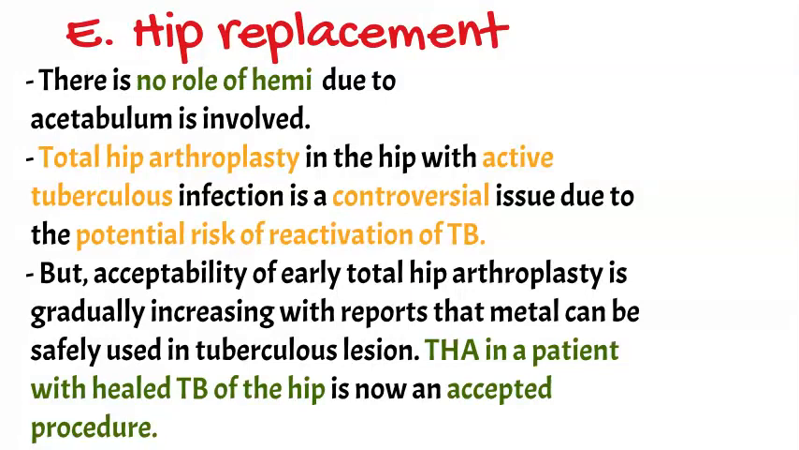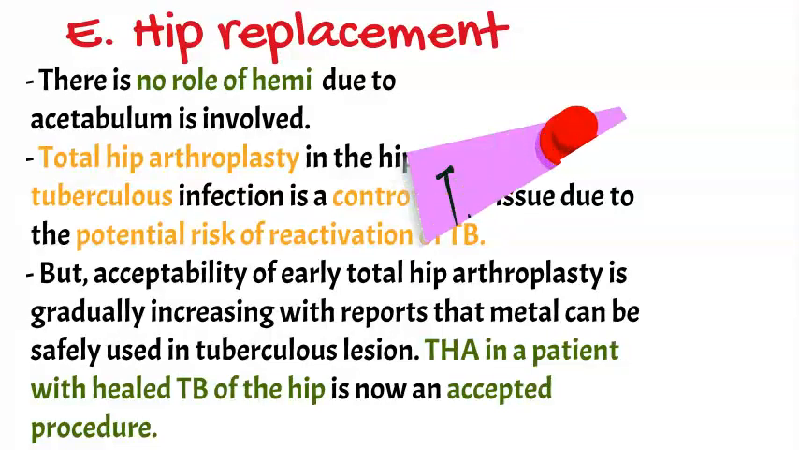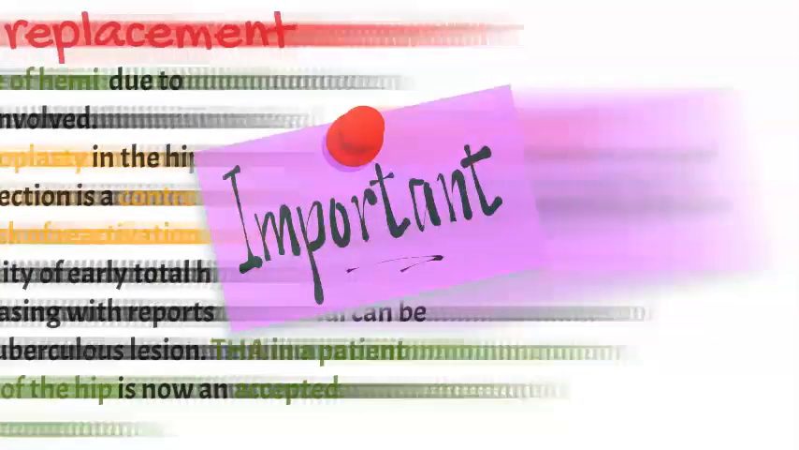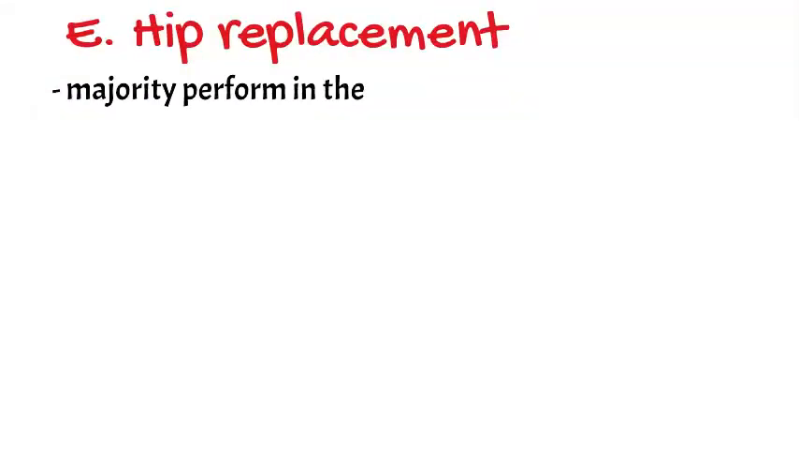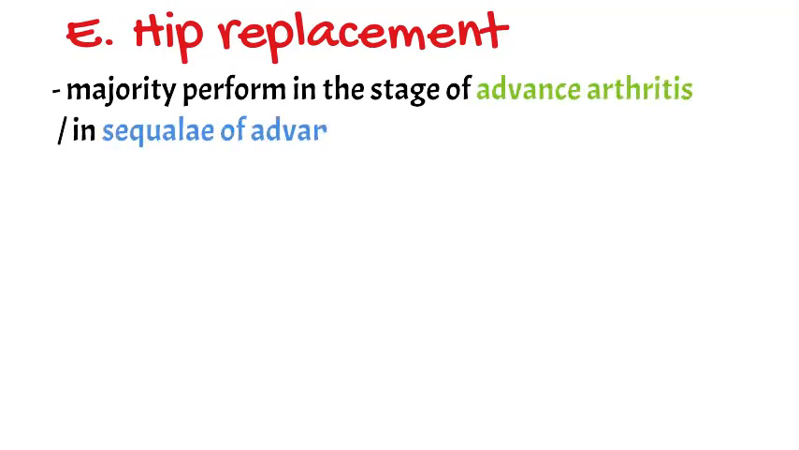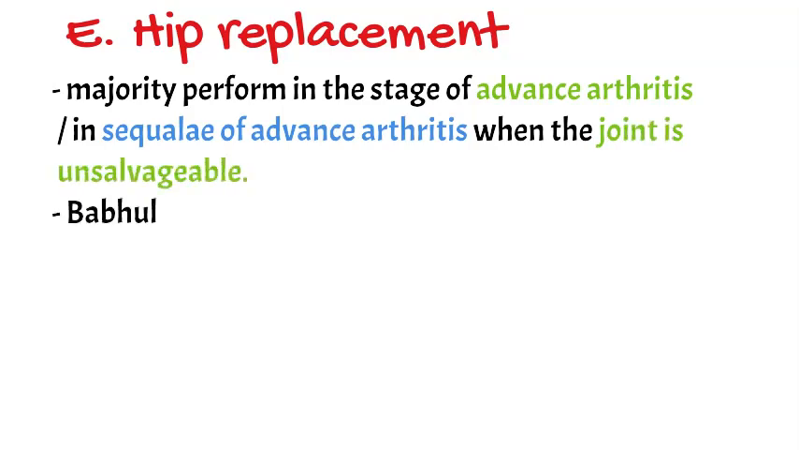Total hip arthroplasty in a patient with healed tuberculosis of the hip is now an accepted procedure. The majority are performed in the stage of advanced arthritis or in sequelae of advanced arthritis, when the joint is unsalvageable.